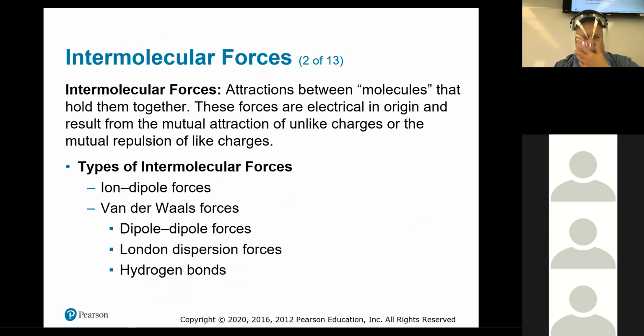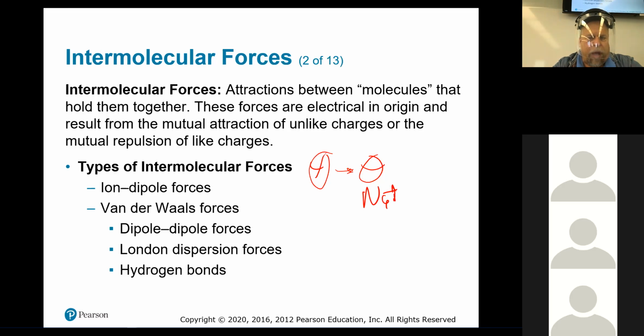Now the types of intermolecular forces are attractions between molecules. These are electrical in origin, from positive to negative. So positive will attract negative, and they will get attracted to one another. The main kinds are ion-dipole forces. What's an example of that? Well, that would be like sodium and a water molecule.